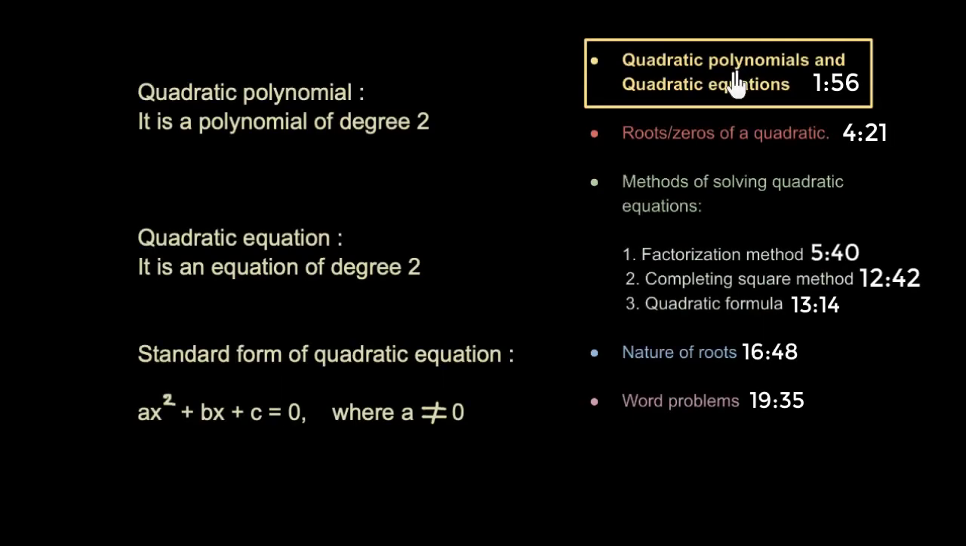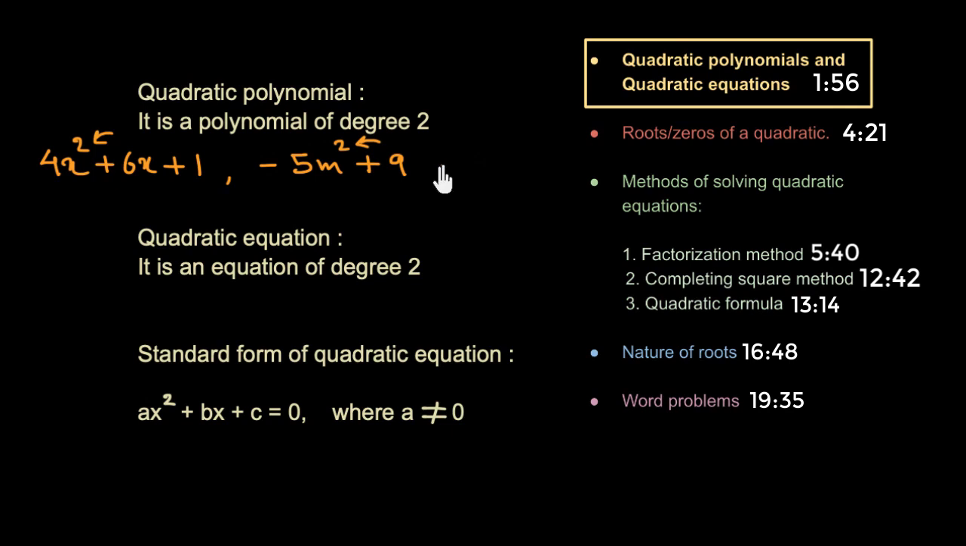So let's start with our first topic: what we mean by a quadratic polynomial and a quadratic equation. A polynomial of degree 2 would be a quadratic polynomial. For example, let's say 4x² + 6x + 1. The degree of this polynomial is 2, hence this would be a quadratic polynomial. Let's take another example. Let's say that we have -5m² + 9. For this polynomial, the degree is still 2, so this would be a quadratic polynomial.